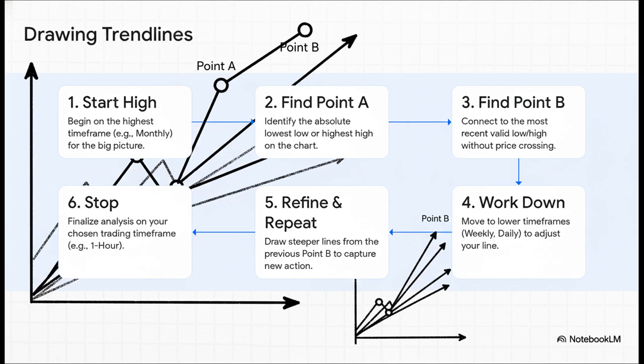So here's the playbook, step by step. You start high, find that first major pivot point. We'll call it point A. Then you connect it to the most recent valid pivot. That's point B, making sure the price hasn't sliced through it yet. From there, you just work your way down the time frames, weekly, daily, 4-hour, tweaking your line for accuracy and maybe adding some new, steeper lines to capture the more recent action until, bam, you land on your actual trading time frame.